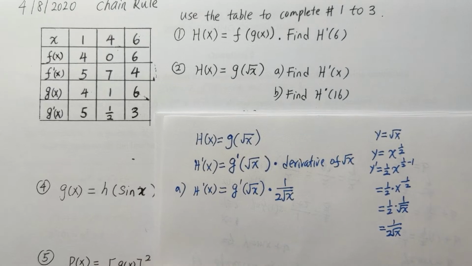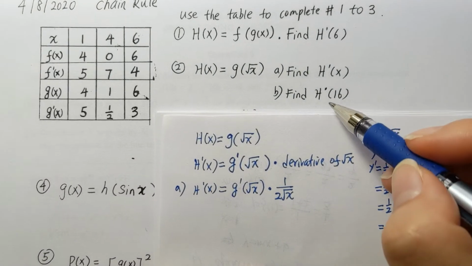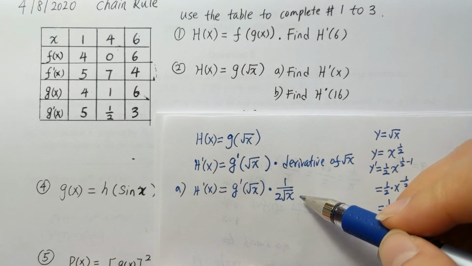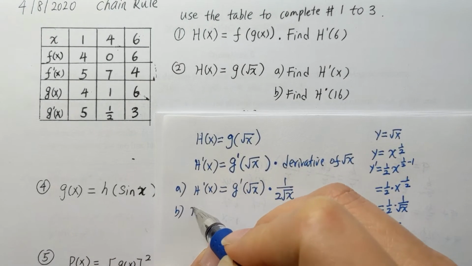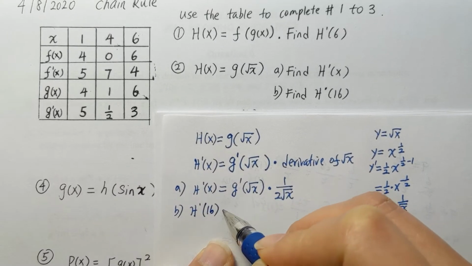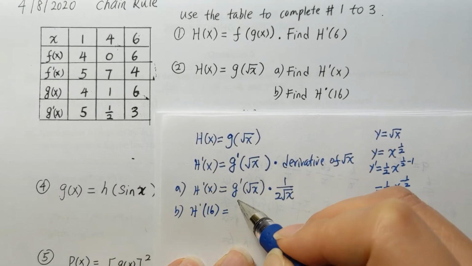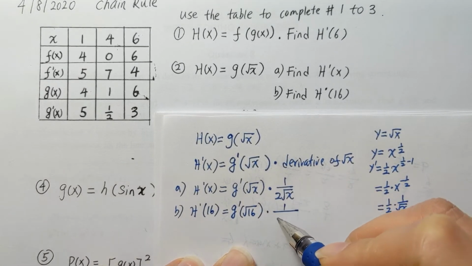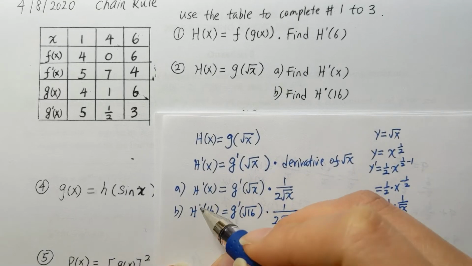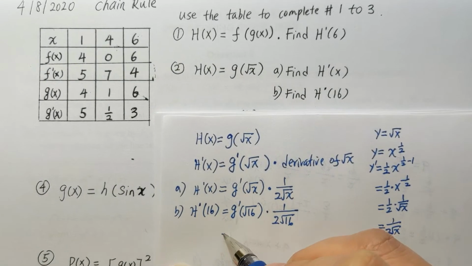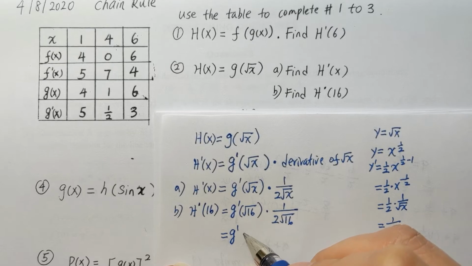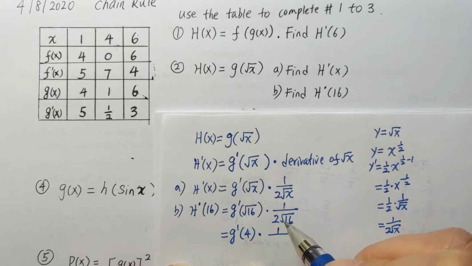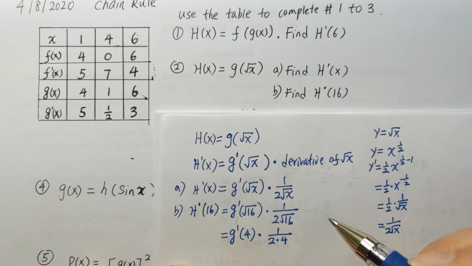Now we're going to use this to find part B. Every time if you need to find h prime of a number, you have to find the general one first. And now you substitute the value, h prime of 16. So now we're going to substitute g prime. You get g prime of square root of 16 times 1 over 2 square root of 16. So now we're going to simplify. Square root of 16 is 4, so it becomes g prime of 4. And over here we get 2 times 4.